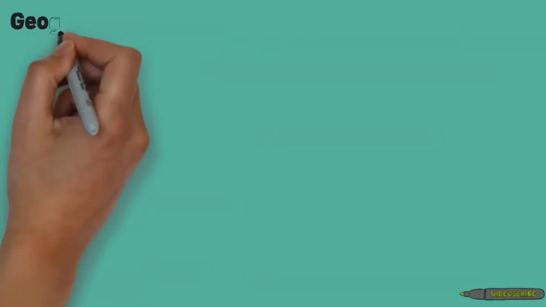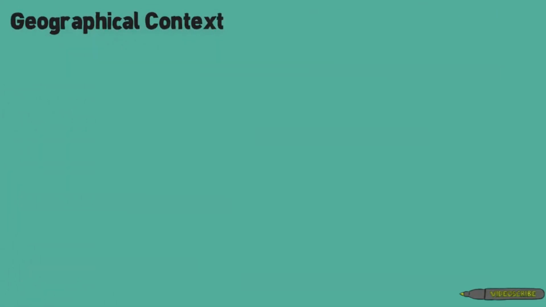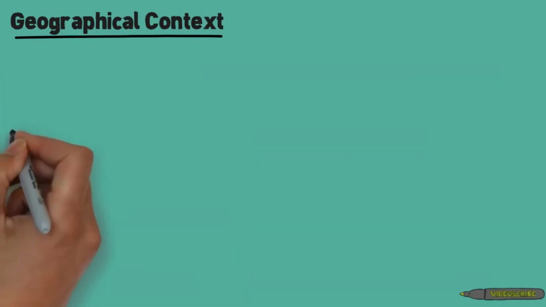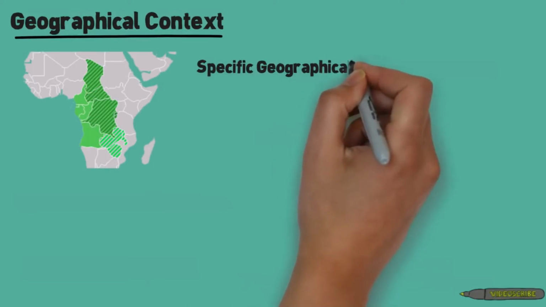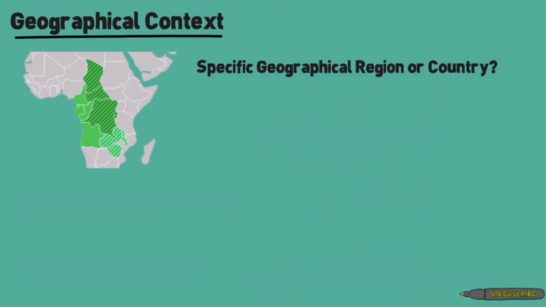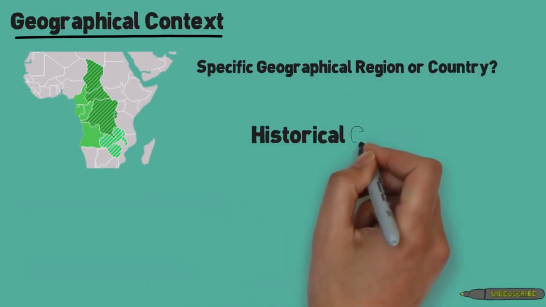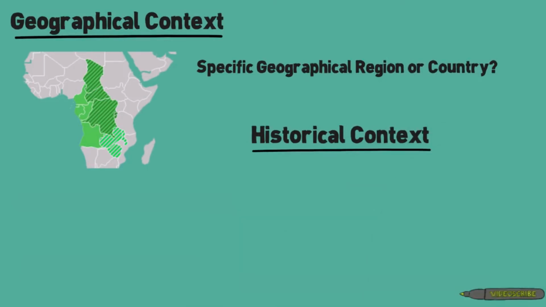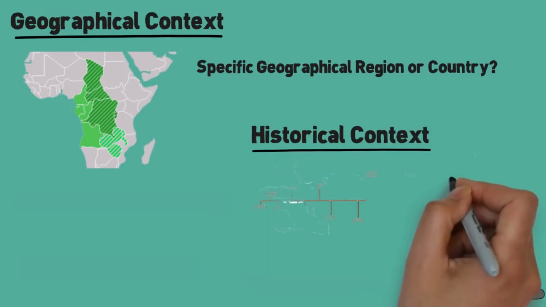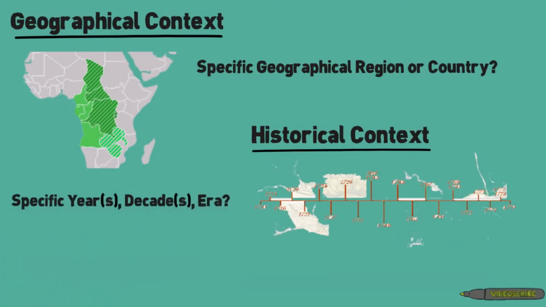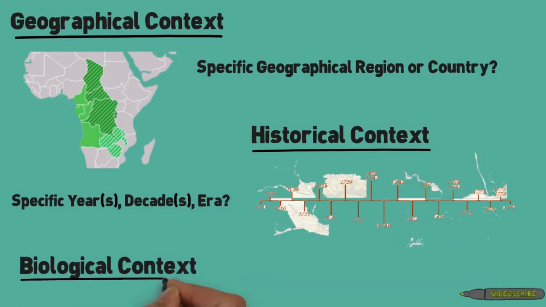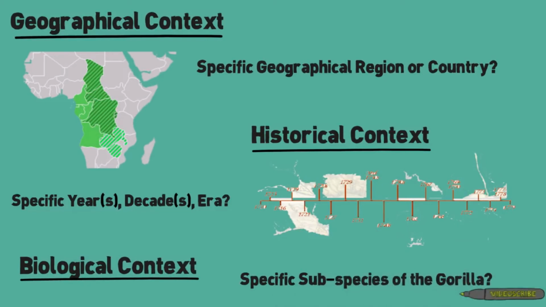For example, you could add some geographical context to your paper. Is there a geographic region or a country in which gorillas are specifically affected by deforestation? Perhaps you want to focus more on a historical context. Is there a certain time aspect you want to write about? Perhaps the time when deforestation really started to affect gorillas. And third, with this topic, you could also add biological context. Perhaps there's a specific subspecies of the gorilla that you're interested to write about.